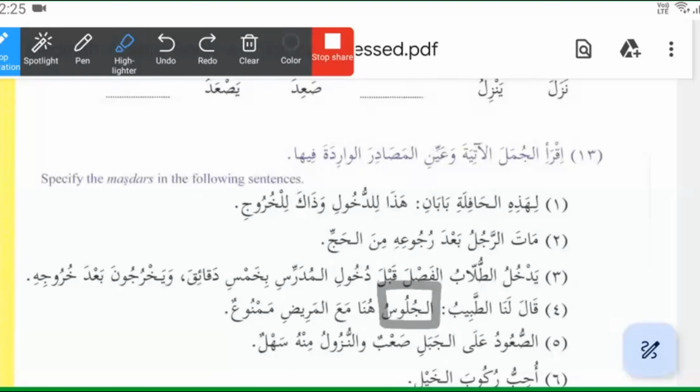Mamnoon is from mana'a. It is actually a maf'ul, or sometimes it can be taken as the zarf or the place. Mamnoon means it's prohibited, or it can also be a masdar as maf'ulun.